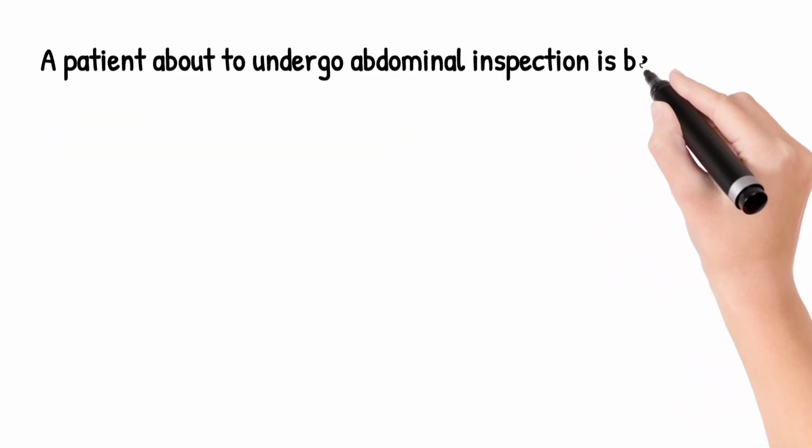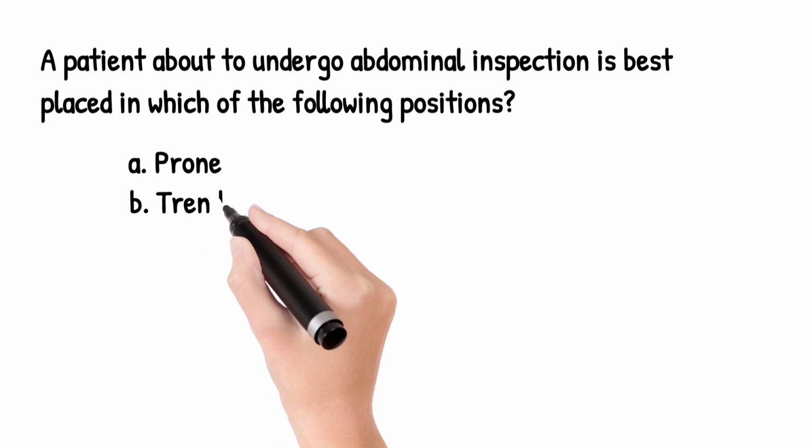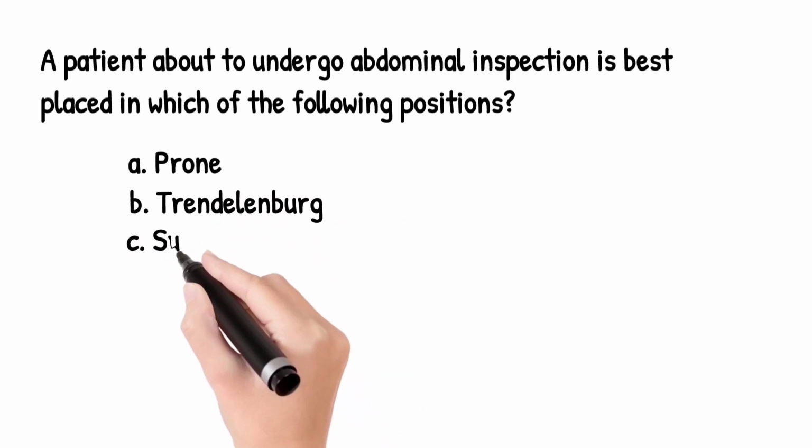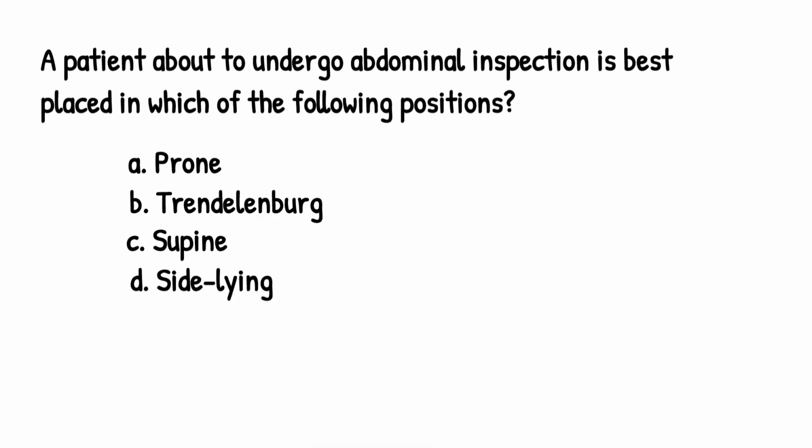The patient about to undergo abdominal inspection is best placed in which of the following positions? Option A, prone position; option B, Trendelenburg position; option C, supine position; option D, side-lying position. The answer is option C, supine position.